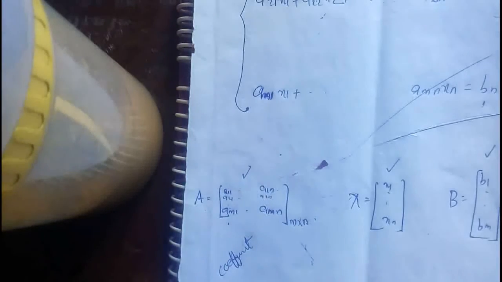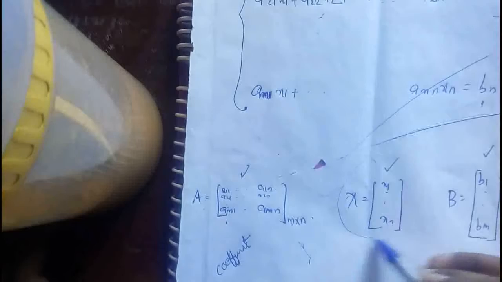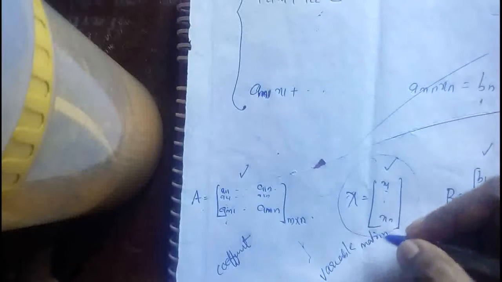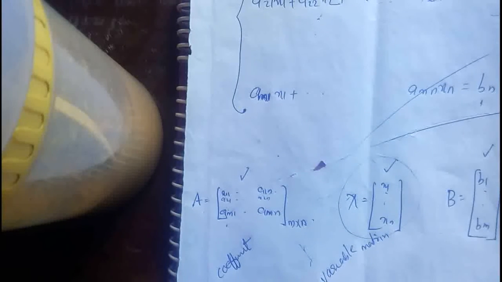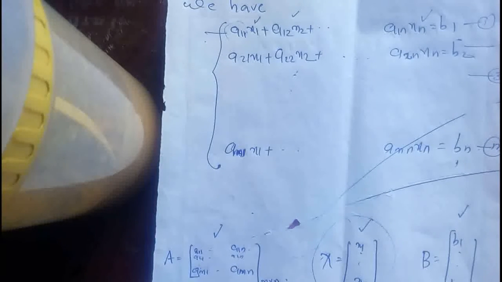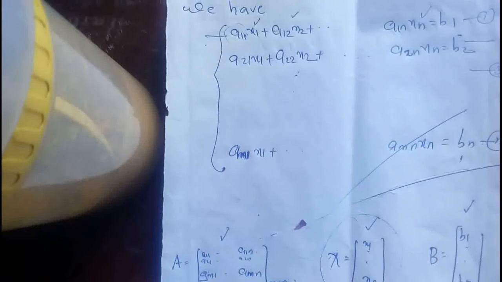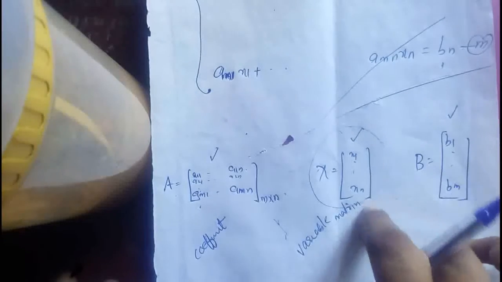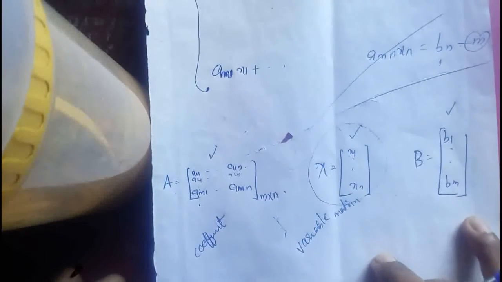So we have m equations and n unknowns, and we got an m cross n coefficient matrix. Then we write down the other matrix, the variable matrix. For the variable matrix, we take out all variables of the above equations. We have x1, x2, etc. xn variables. Each variable we write down in column matrix form: x1, x2, etc. xn. This matrix is called the variable matrix.